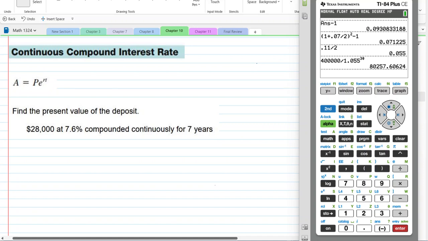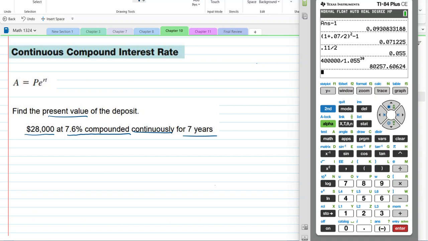Now we have continuous compounding. We also did one of these in the previous, so we want to definitely get a handle on the formula. Must have a little card with all these formulas to help you. A equals P E raised to the RT, rate times time. So find the present value of the deposit. So this means they're giving us 28,000 at 7.6% compounded continuous for 7 years.